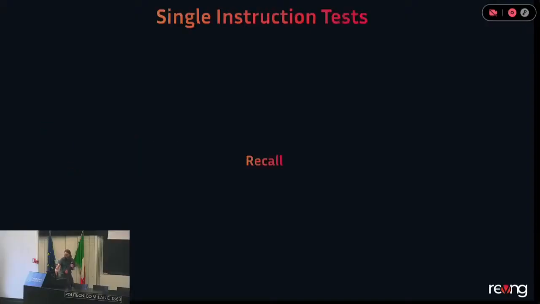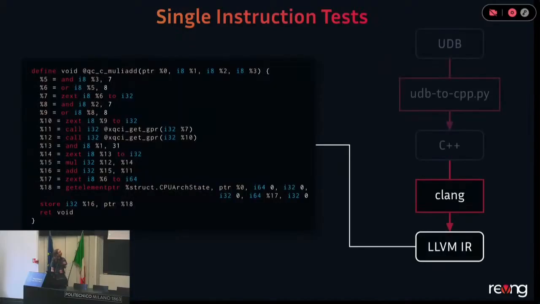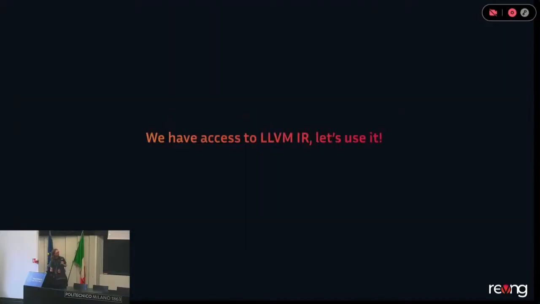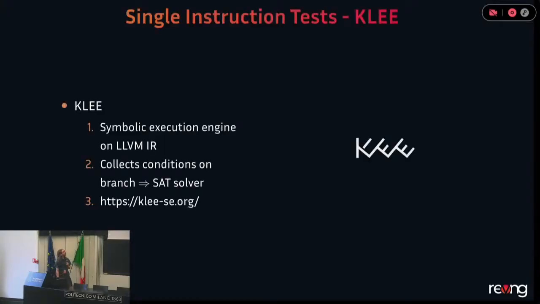So for generating single instruction tests, I want you to recall that we can produce LLVM IR. And since we can produce LLVM IR, there is a whole suite of tools we can use. And one of these in particular is called CLE. CLE is a symbolic execution engine on top of LLVM IR. So you specify what variable you care about, and you then run CLE on the LLVM IR, and it will go through your code, and whenever it encounters a branch, it adds that as a constraint to a SAT solver. Then running the SAT solver, and out on the other end, you get a value for those constants that take every single branch through your code.